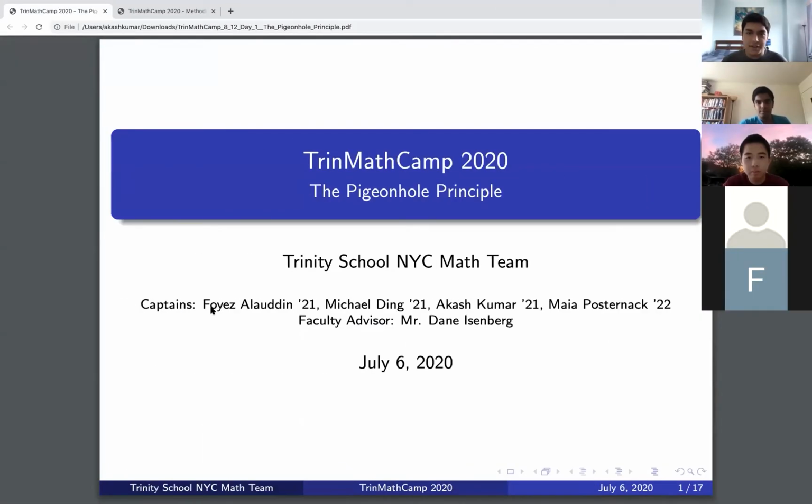So as you can tell by the title slide, today we're going to be talking about the pigeonhole principle. Whether you have no idea what that is or have already heard of it before, we're definitely going to start by going over at least what exactly that means, and then we're going to do some problems about it. Even if you've heard about it, there'll be some interesting problems for you to think about.